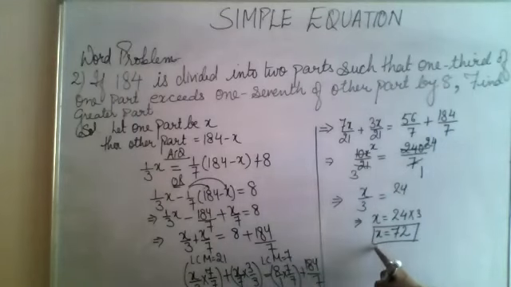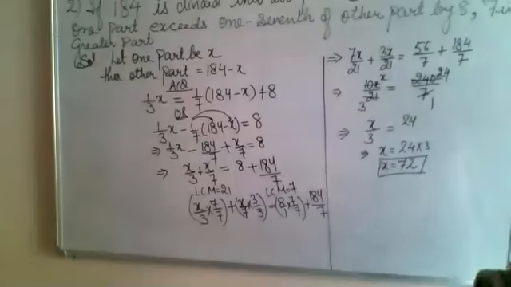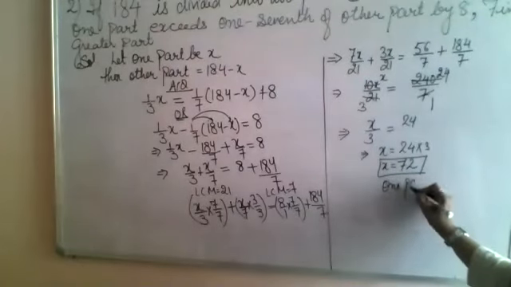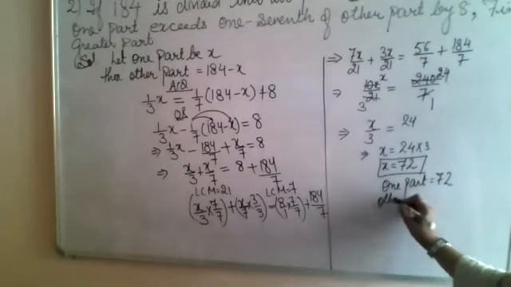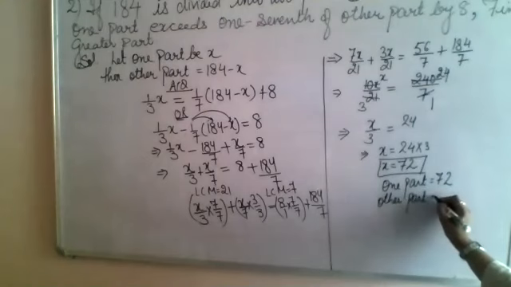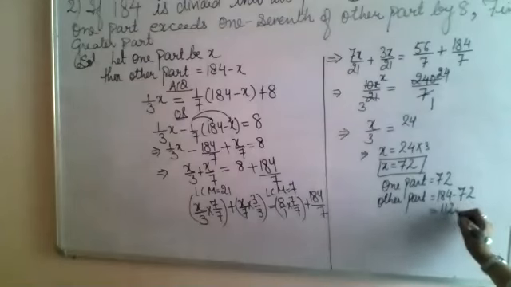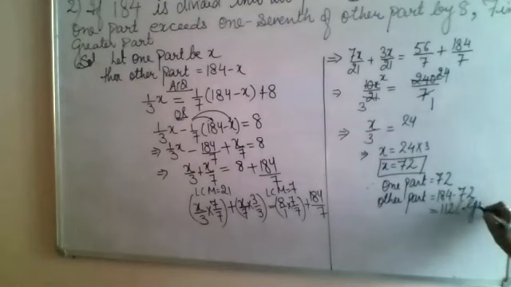So therefore one part is 72 and the other part, you have to subtract 72 from 184. The other part will be 184 minus 72 equal to 112. So therefore 112 is the greater part.